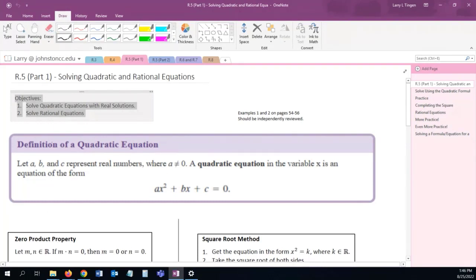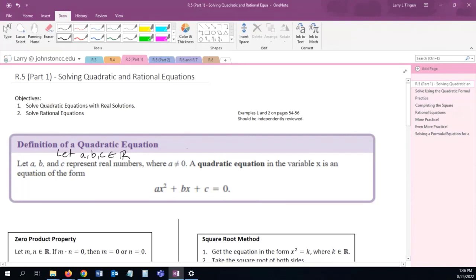The first line of this definition says let A, B, and C represent real numbers. I'm going to shorten that using mathematical notation: A, B, and C are elements of the real numbers. That is the same thing as what is written here. So let A, B, and C be real numbers. Okay? You'll see down here in the zero product, I use that notation. I want you to get used to it.